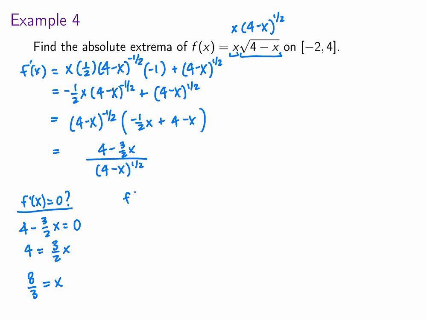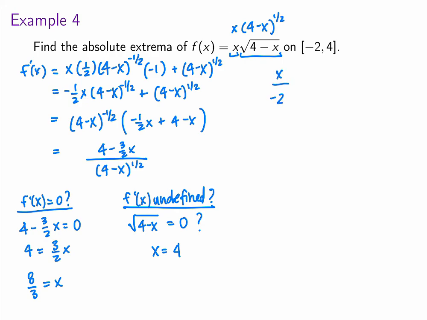And then f prime of x undefined. Well, it's going to be undefined if the denominator is 0. So square root of 4 minus x, when is that equal to 0? Well, that's going to be when x is 4, right? If we plugged in a 4, that would be a problem. So I've come up with two critical points there. So let's list them. So my endpoints, negative 2 and 4, and then I had that 8/3. Oh, and so 4 was a critical point, and it was an endpoint as well.